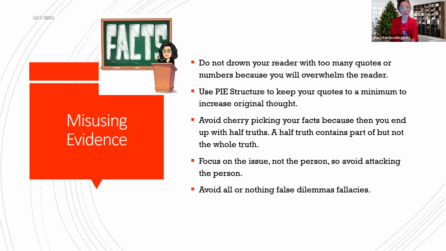When you write your essay, you focus on the issue, not the person. So avoid attacking the person. Avoid all or nothing, false dilemma fallacies. We want to avoid misusing evidence. Cherry picking your facts is misusing evidence. Focusing on the person, such as calling the person names rather than focusing on the issue, is what happened in the 2016 election. Both candidates focused on attacking each other rather than focusing on the issues.